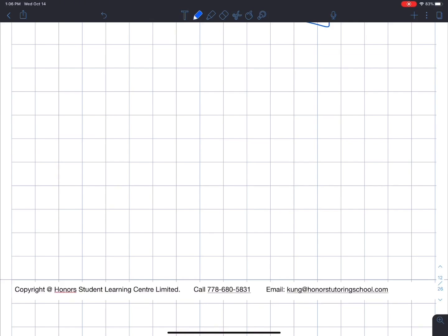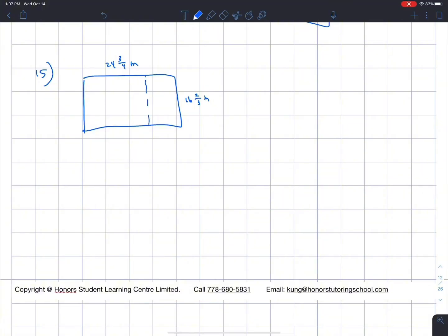15. We have a yard that measures 24 and 3/4 meters and 16 and 2/3 meters. Trisha wants her lawn to cover 2/3 of the yard. Okay. So just 2/3 needs to be covered. How many square meters is the lawn? So area of any rectangle is just going to be length times width.